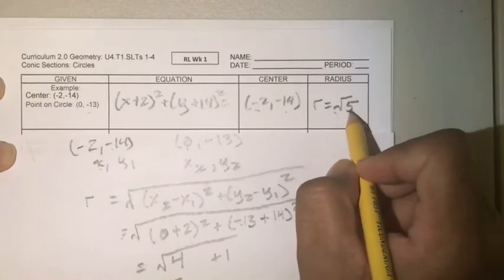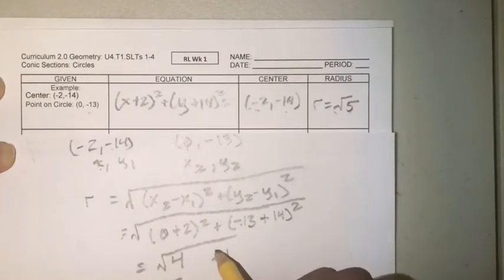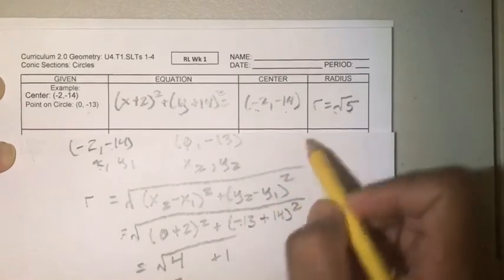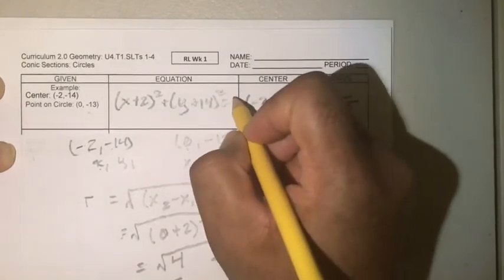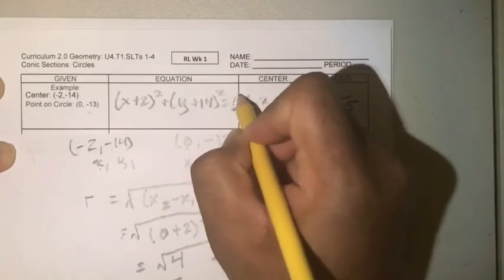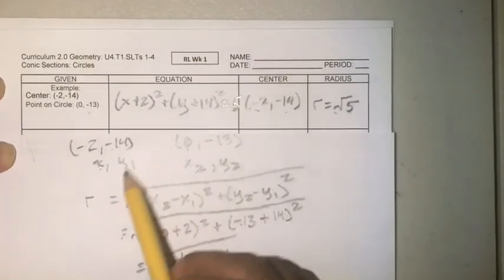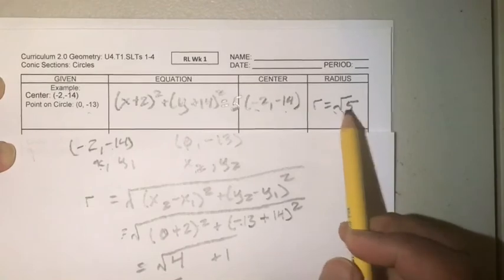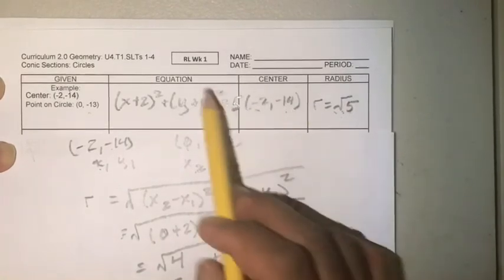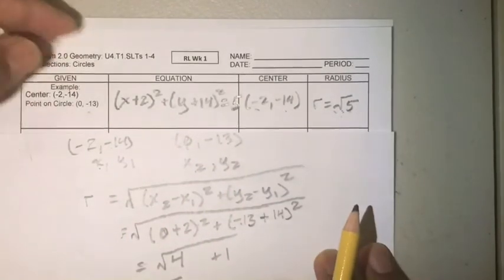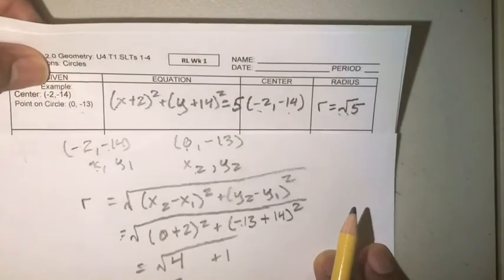Now we got the square root of 5 by taking 5 and then taking the square root. So if I then square the square root of 5, I should get 5 back. So this one's a little more involved. I had to use the distance formula to get the radius. But having the radius and having the center, I can now write the equation of the circle.